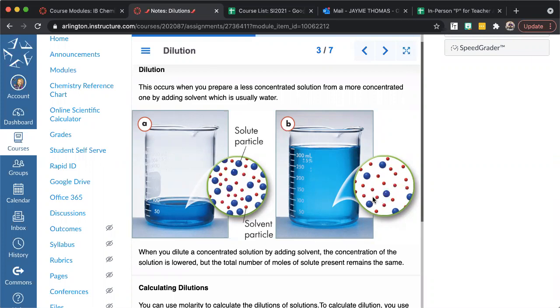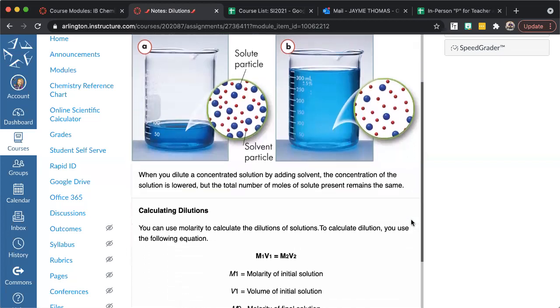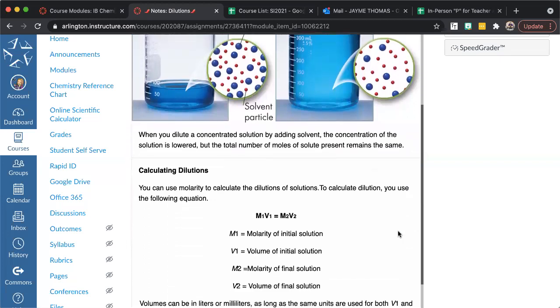And so what we've done is we've added water to this. By adding water, you can see the volume increase, because over here it was under 100 milliliters. Now it's over 300. So we added a bunch of water, our solvent. And now there are a lot more solvent particles for every solute particle, and that makes it dilute or less concentrated. Okay.